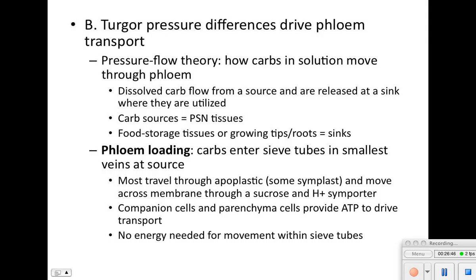We call this phloem loading. This is where the carbs or the sugars will enter the sieve tubes. Sieve tubes are vascular tissues, another kind of sub tube underneath phloem. And there's a few ways it can travel through: apoplastic, or move across the cell membrane. If it needs to use ATP to move, there are also companion cells and parenchyma cells that will provide ATP to move that. But a lot of times once it enters the sieve tube, there's no energy needed because the gradient goes from greatest to least. So we'll move from high to low.